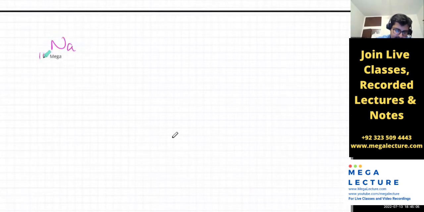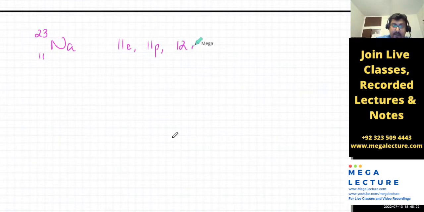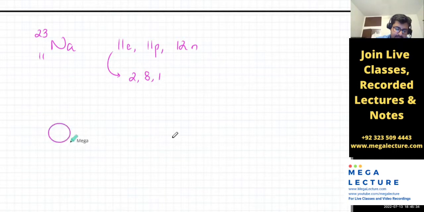Sodium is 11 and 23. That means it has 11 electrons and 11 protons, and it has 23 minus 11, that's 12 neutrons. The electronic configuration is going to be 2 in the first shell, 8 in the second, and 1 in the last one, since it has 11 electrons. So it's going to be 2, 8, 1. Sodium would look like this.